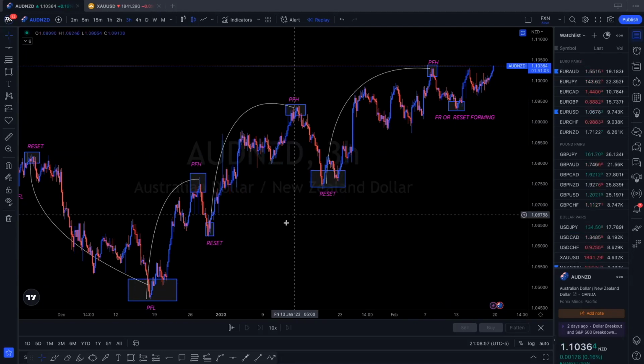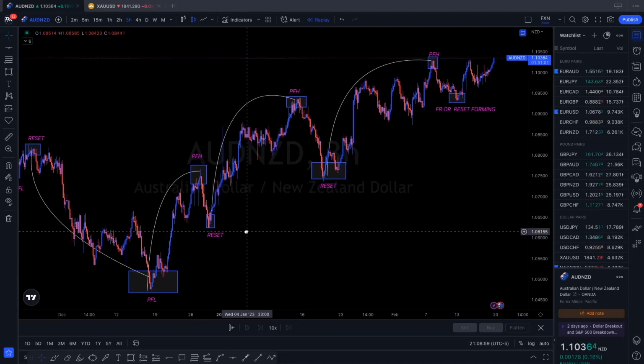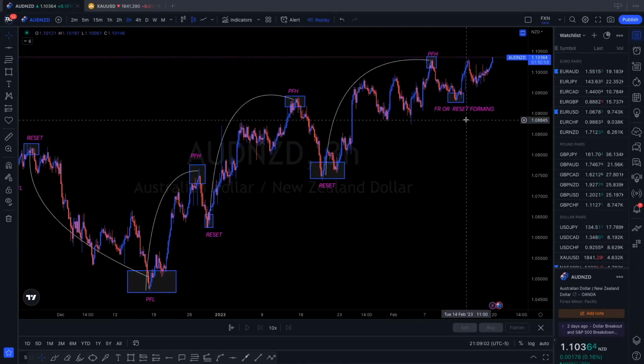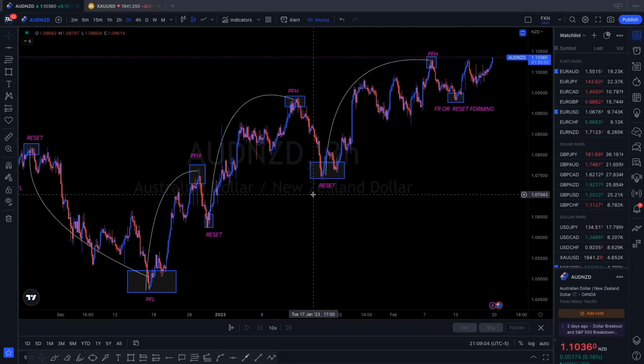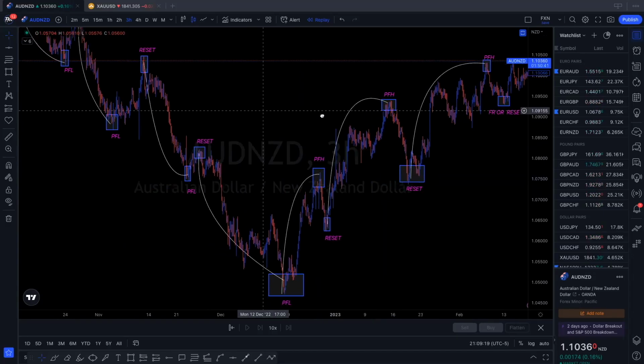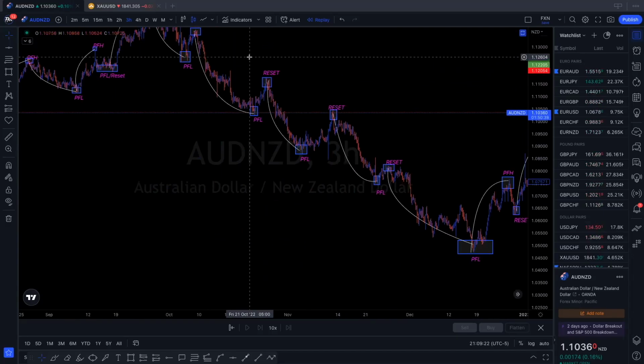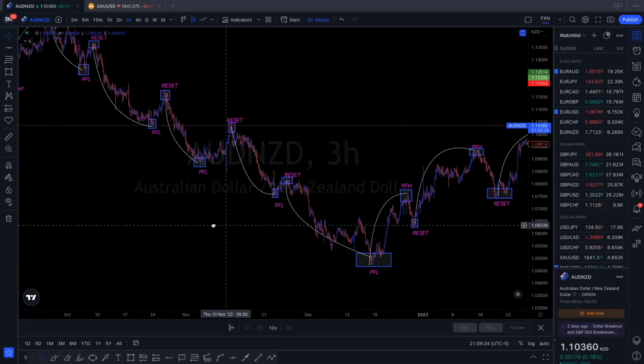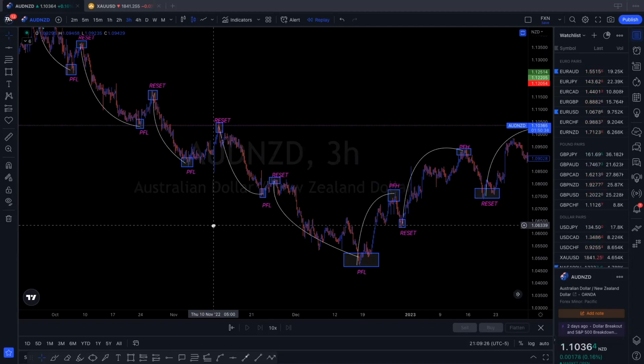Are you able to break down the pairs? The easier that you can break down pairs like this, meaning the faster that you do it, the more comfortable you should feel with that pair, because you can predict or feel how that pair moves. But if you find it very difficult to break down pairs like this, like finding resets, peak formations, and stuff like that, then it's probably not a pair that you're going to want to trade.